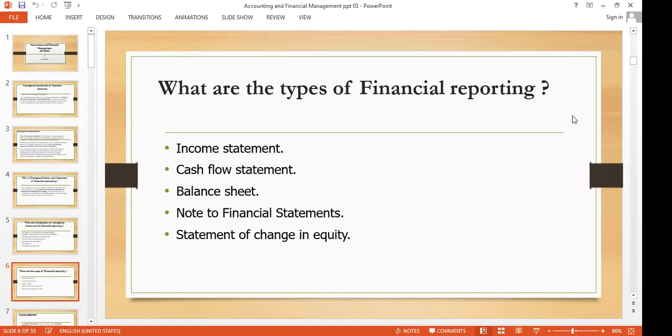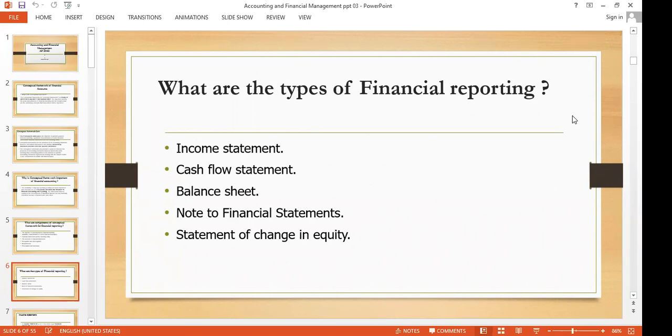The income statement is what we call the loss and profit account. Cash flow statement: what are the cash flows in the year? What are the additions to the cash flows? What are the expenses we incurred in the year? That is the cash flow statement.